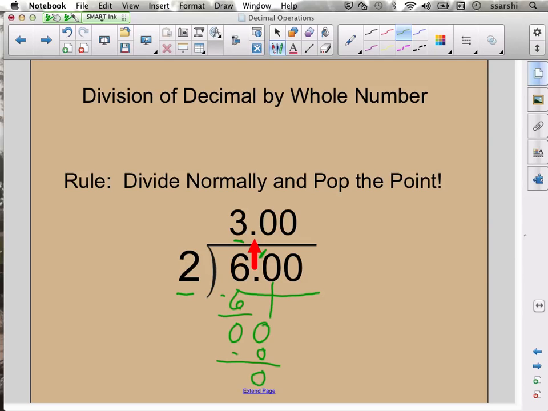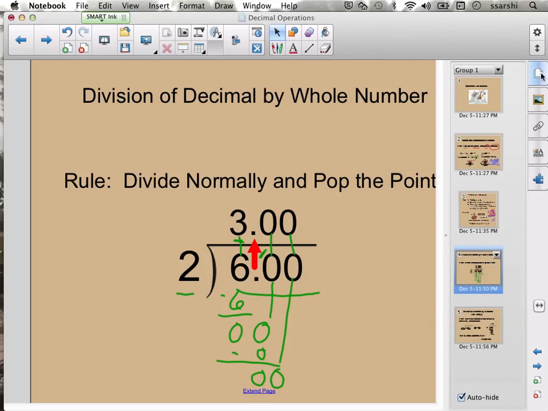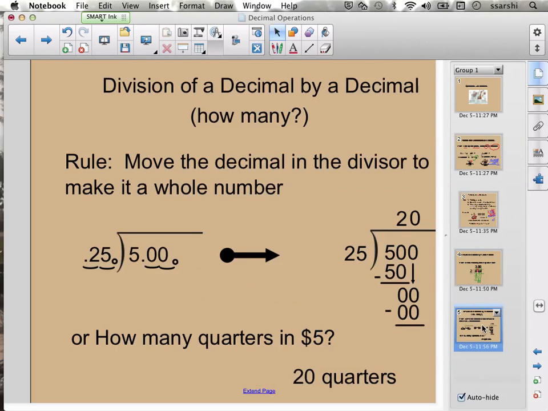Remember our long division. Bring down the final 0. You place that. So every digit in the quotient has a partner in the dividend, and you pop the point. Simply shoot the point up. Divide normally. Our last example is division of a decimal by a decimal.